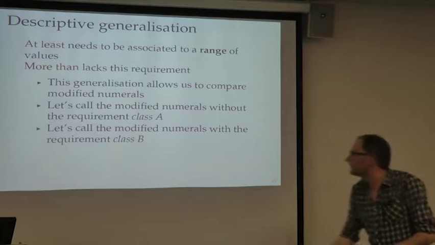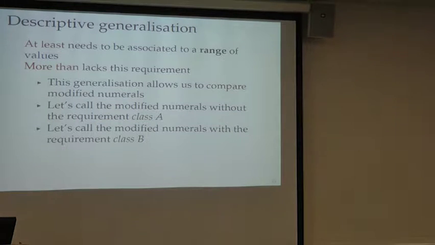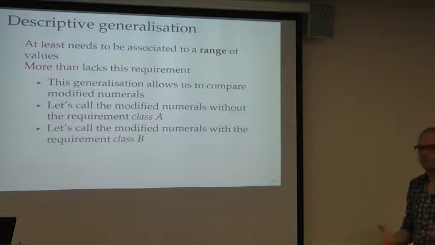Okay, so here's the conclusion about this. This descriptive generalization at least needs to be associated to a range of values, and more than lacks this requirement. So this is the semantics now. I haven't shown what's under the hood, but this is what captures the data: a range for things like at least, and no range for things like more than.